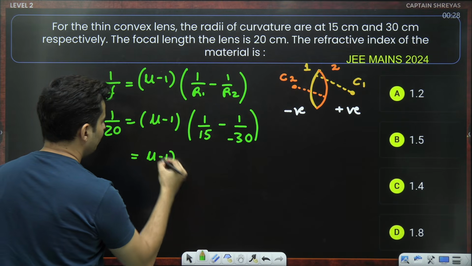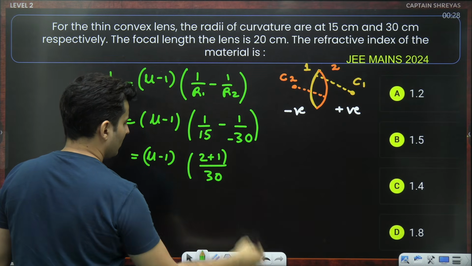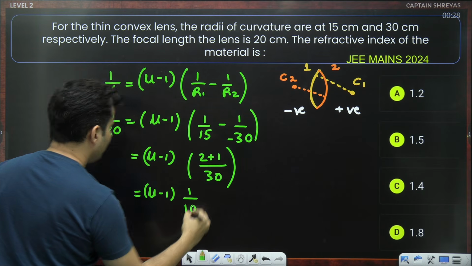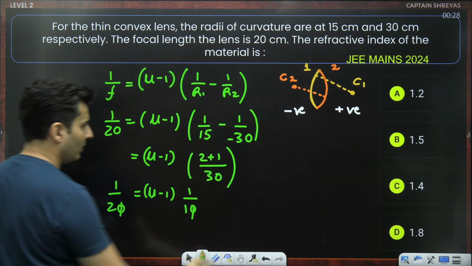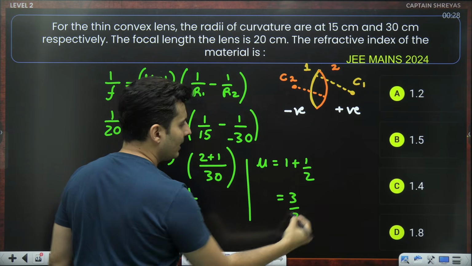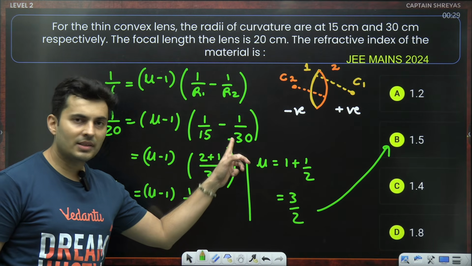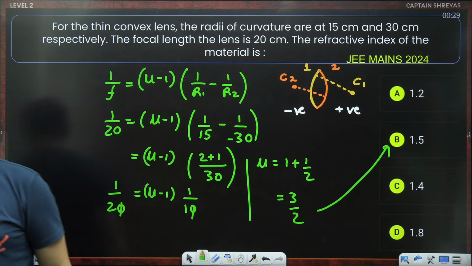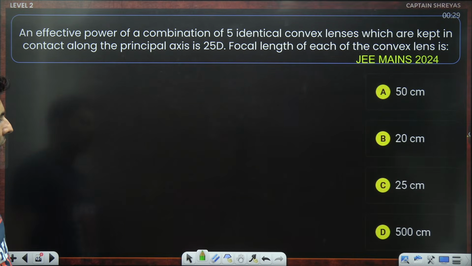So this will become mu minus 1. Minus minus is plus, LCM is 30, so it will become 2 plus 1. Okay, 2 plus 1 is 3. So 3 divided by 30, that's 1 by 10, that's 1 by 20, 0, 0 cancels. Take 1 on the other side. So mu is equal to 1 plus 1 by 2, which means it is 3 by 2, which means it is 1.5, which is option B. Perfect. So this was the only tricky part. Apart from that, the rest was simple algebra. Nothing great about it. Okay. So be careful about the sign convention, especially in ray optics. Moving on, next question.